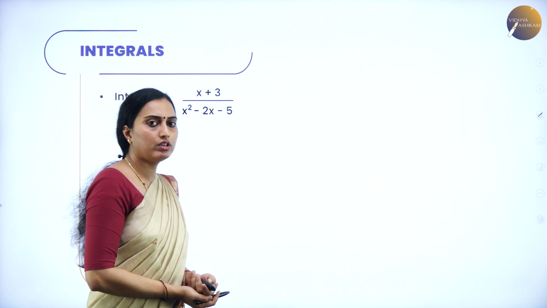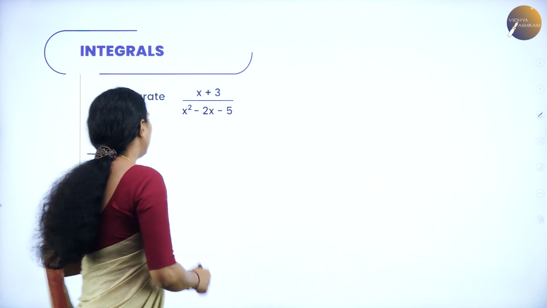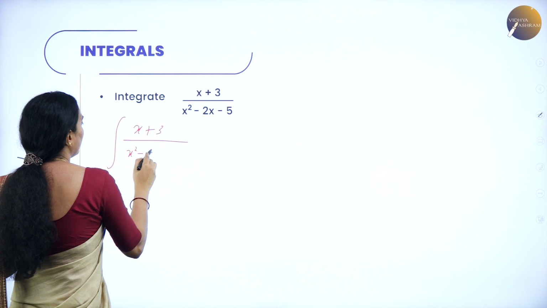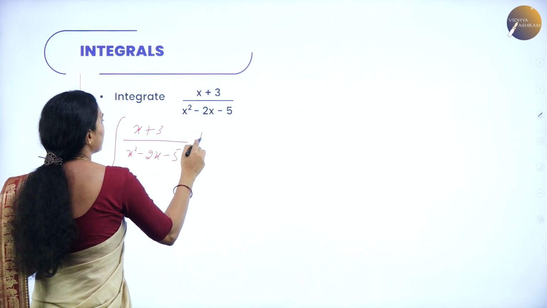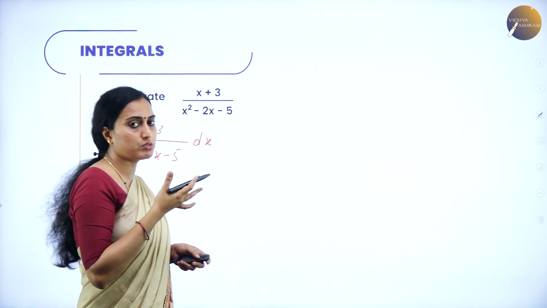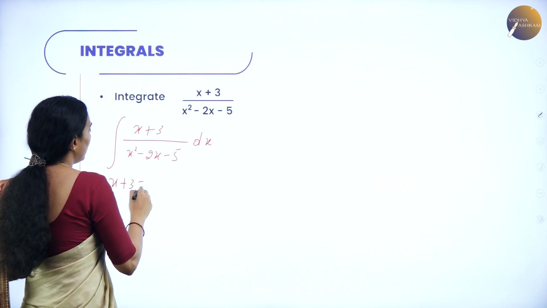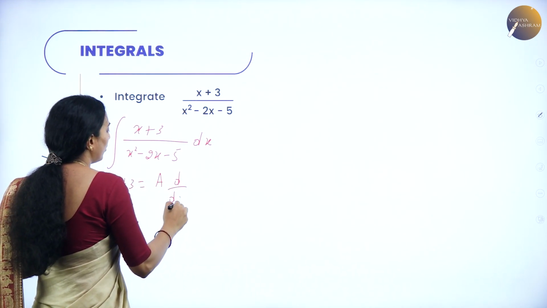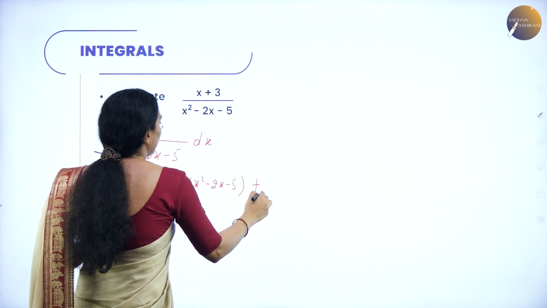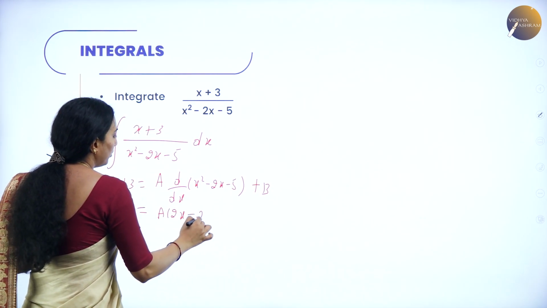Now we'll be moving on to the next problem. Please take this instead of that. Integrate x plus 3 divided by x squared minus 2x minus 5 into dx. Now here I am writing this in the form of: the differentiation of the denominator is 2x minus 2, which is not the numerator. Therefore, taking numerator is equal to a into d by dx of denominator x squared minus 2x minus 5, plus b. Now writing that one, a into 2x minus 2 plus b.